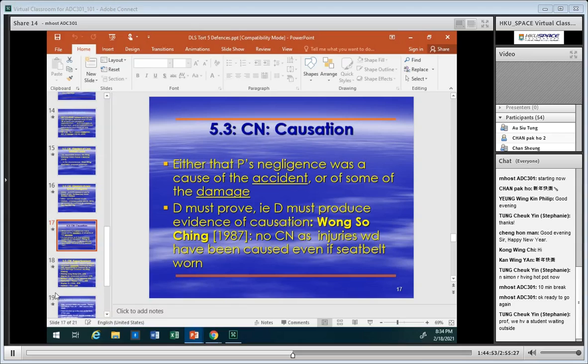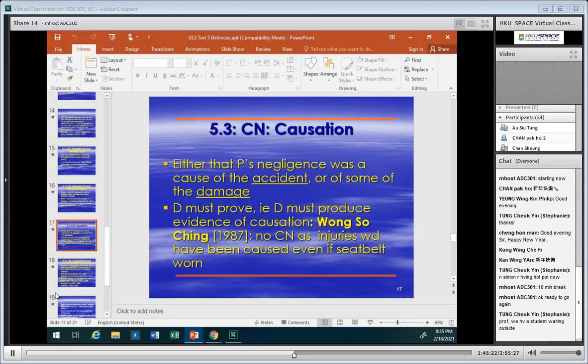And the evidence before the court showed that the injury suffered by the plaintiff could have been sustained either before or after she was ejected from the car, or both. In other words, she would have suffered exactly the same damage even if she had been wearing a seatbelt. So in Wong So Ching, the defendant failed to prove causation. Therefore, the defence of contributory negligence did not succeed.